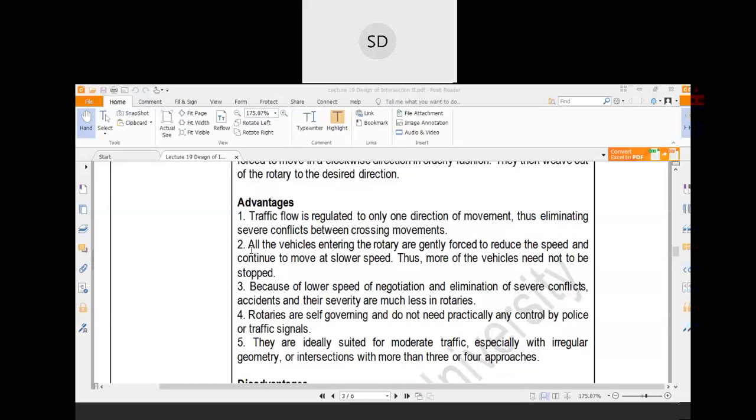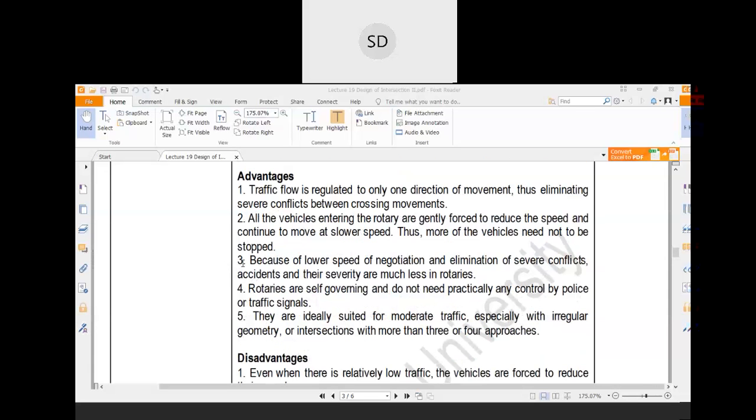All the vehicles entering the rotary are gently forced to reduce the speed and continue to move at a slower speed. Why slower speed? Because there is a large roundabout where they need to go in the clockwise direction, and in this way their speed would be reduced. Because of the lower speed of negotiation and elimination of severe conflict, the lower speed will eliminate any number of severe conflicts.